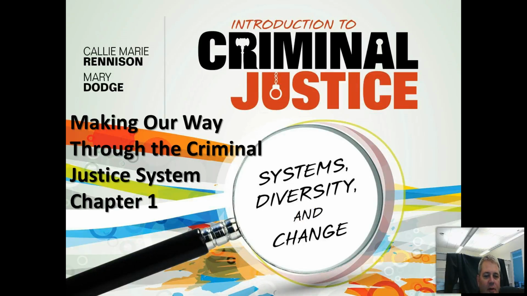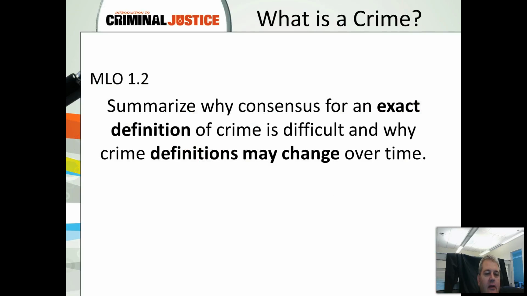This section we're going to talk about Chapter 1 in Module Learning Outcome number 1.2. We're going to summarize why there's not an exact definition for crime and how crime is defined in our society, and how definitions might change over time.